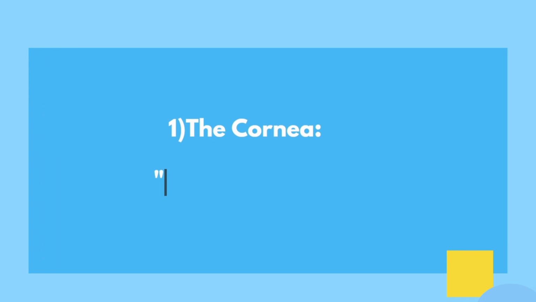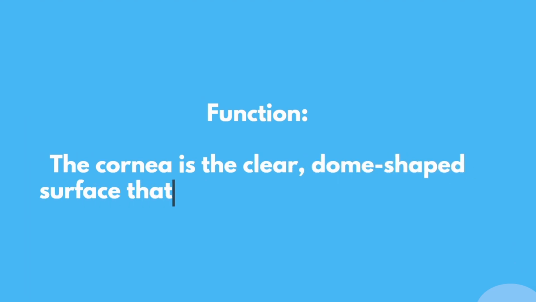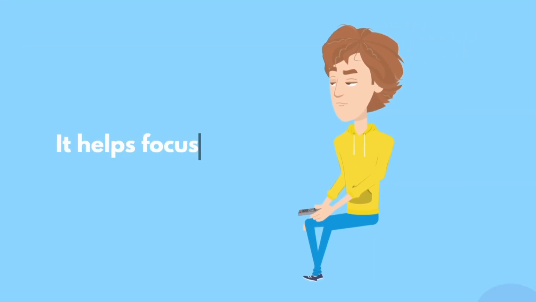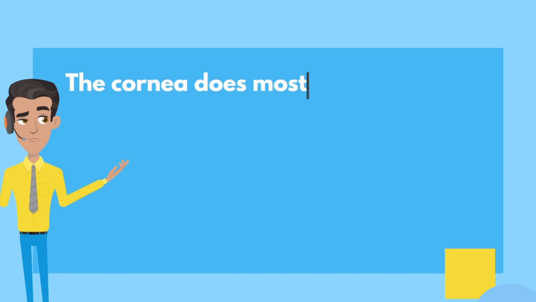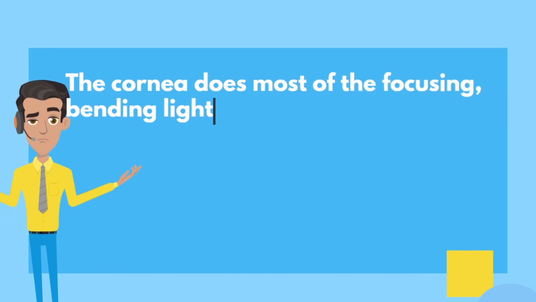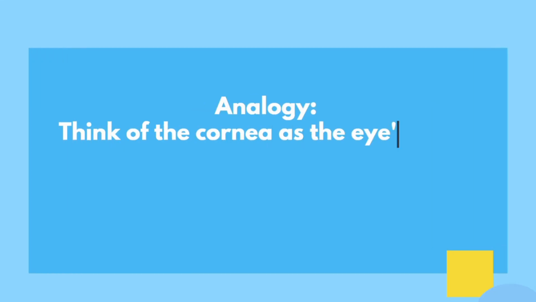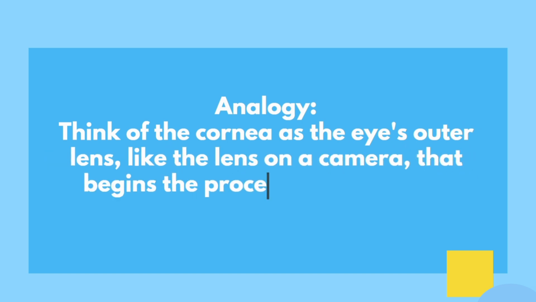1. The cornea. The eye's outer lens. Function. The cornea is the clear, cone-shaped surface that covers the front of the eye. It helps focus light as it enters the eye. The cornea does most of the focusing, bending light rays so that they can pass through the eye's lens. Analogy. Think of the cornea as the eye's outer lens, like the lens on a camera, that begins the process of focusing an image.